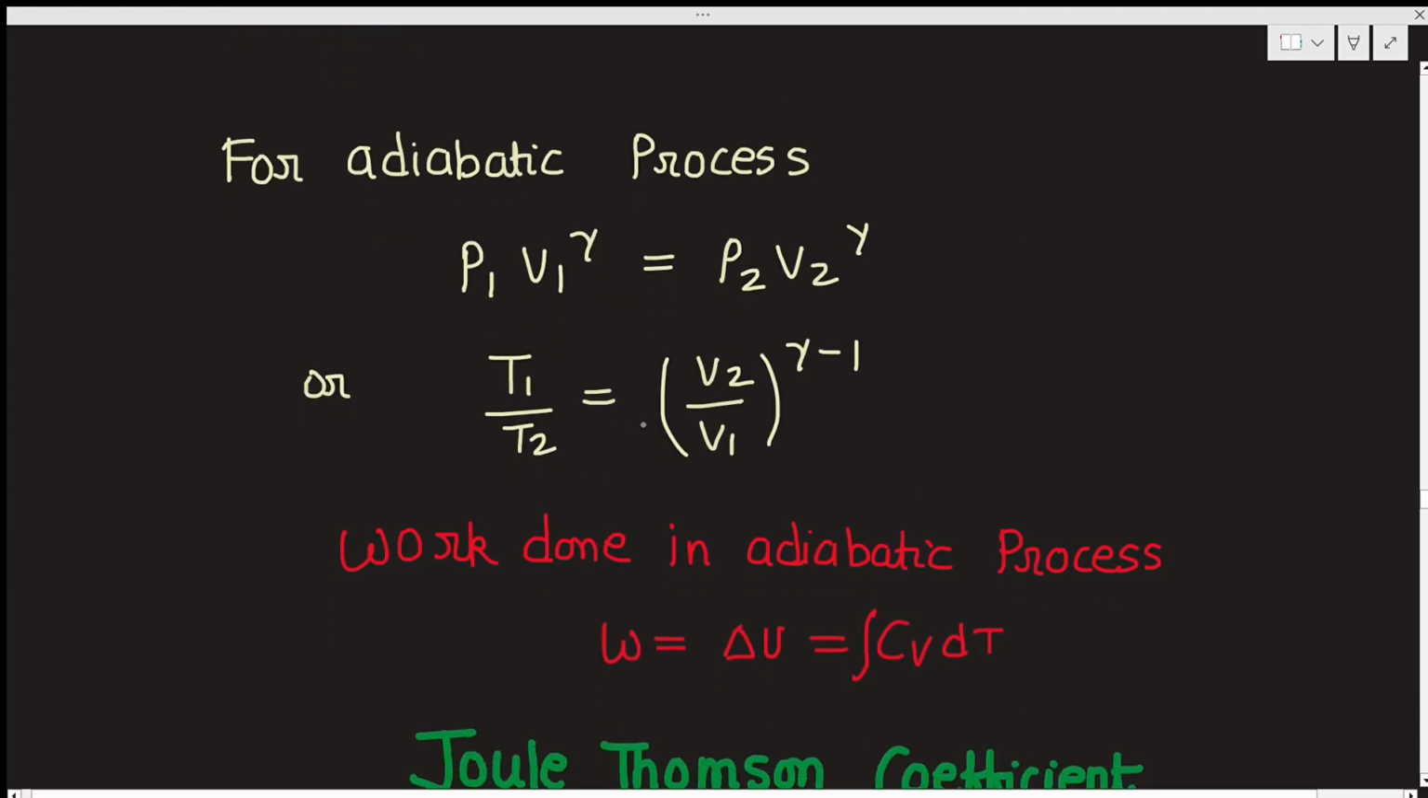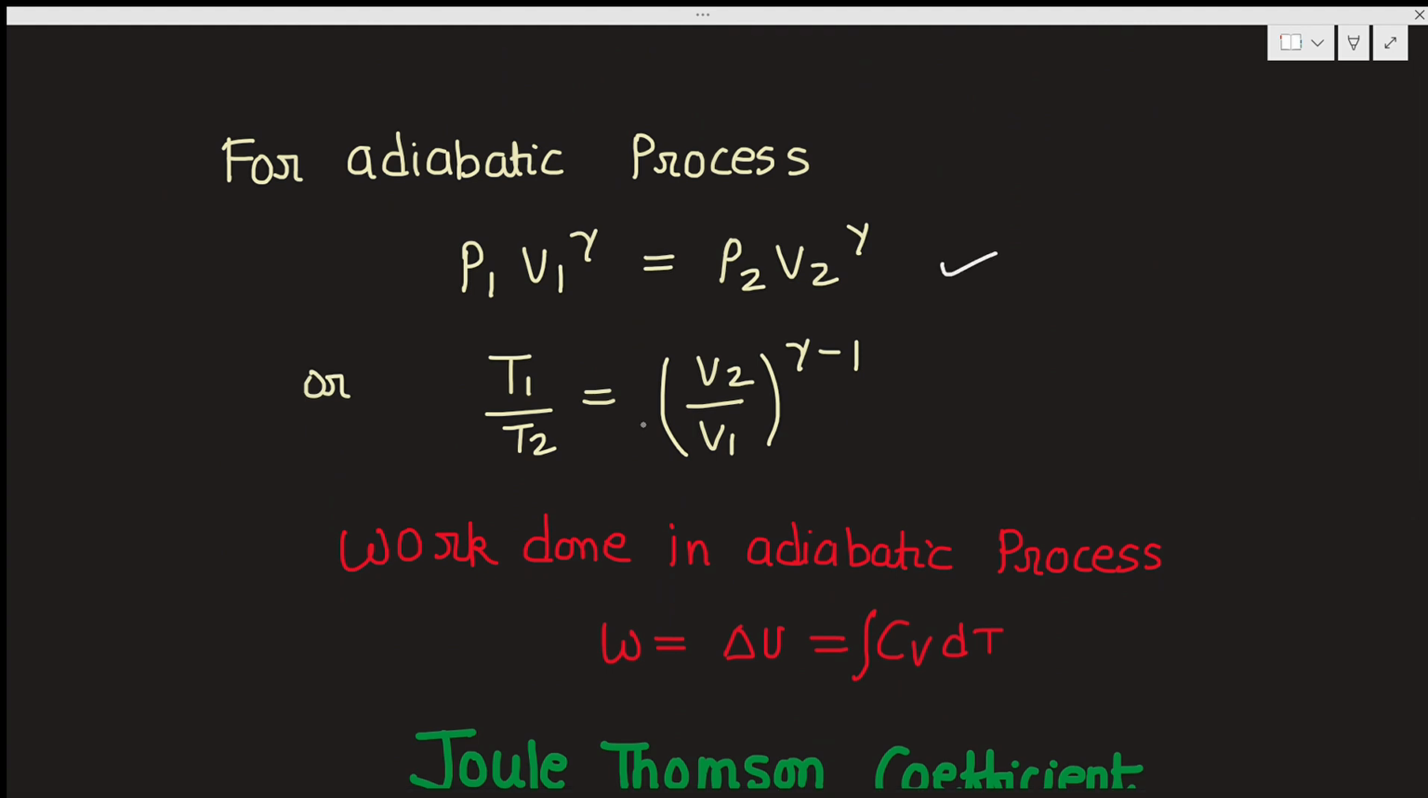For the adiabatic process, you will use these formulas: P1 V1 to the power gamma is equal to P2 V2 to the power gamma, or T1 upon T2 is equal to (V2 upon V1) to the power gamma minus 1. If you have to find the work done in the adiabatic process, then it is equal to del U, so you can just find it by integrating CV dT.